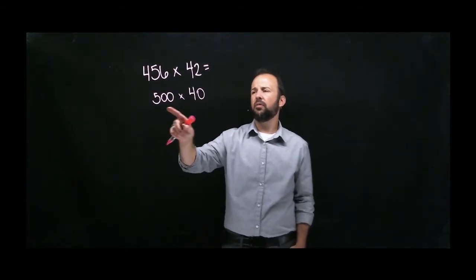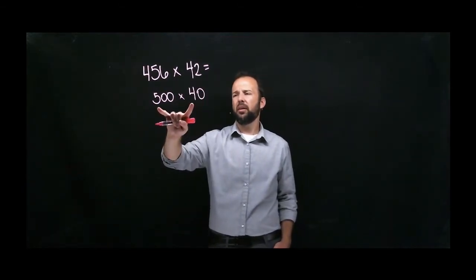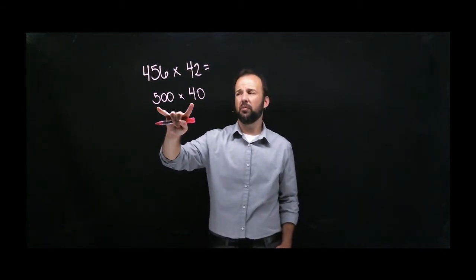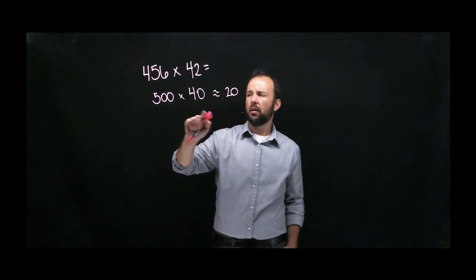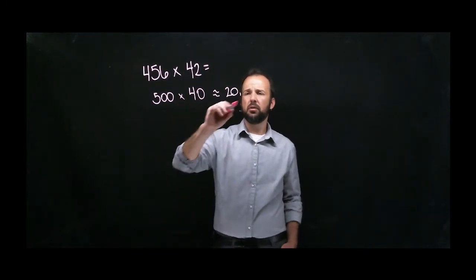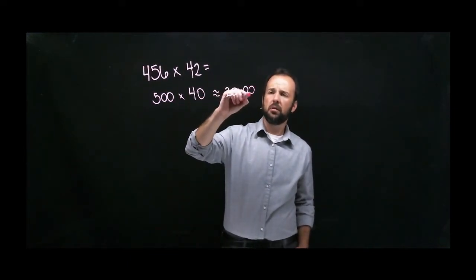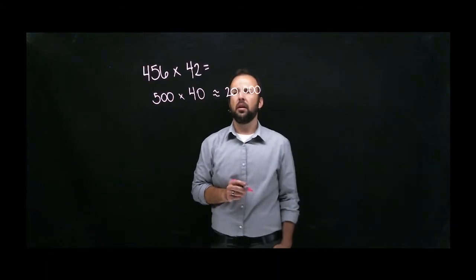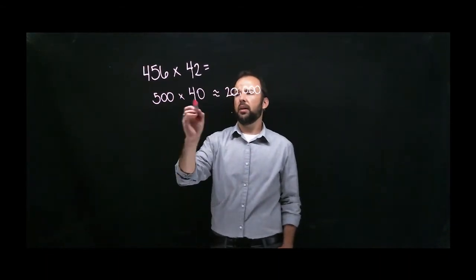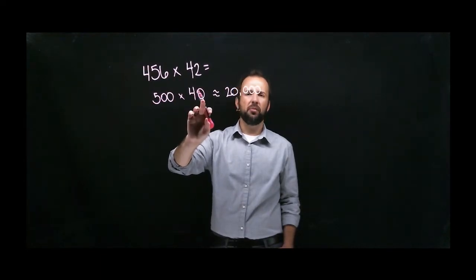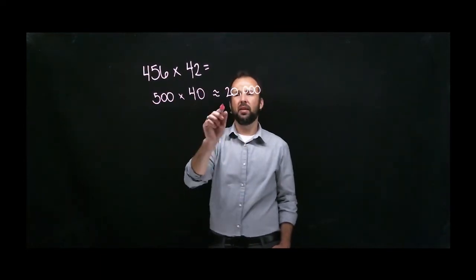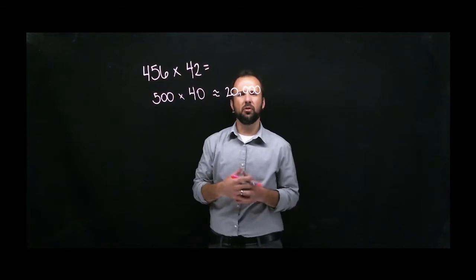And now if I look at this, I have 500 times 40. And I can think of this as just 5 times 4, which is going to give me 20. And then I have my 3 zeros here: 1, 2, 3. Perfect. I can also think of this as 5 times 4 gives me 20, and then I have 100 times 10, which would give me 20,000, which is what I get here. So that's my first approximation, my first estimate.